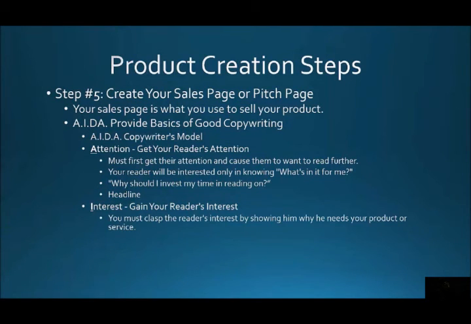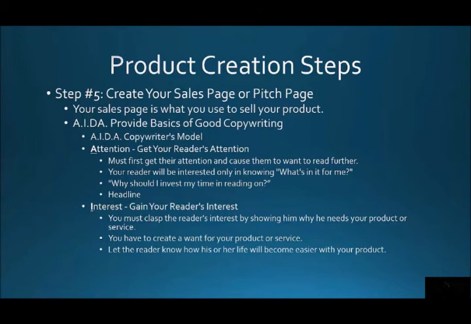Interest. This is where you gain your reader's interest. You must grab the readers' interest, showing them why they need your product or service. You have to create a want for your product or service. They need to want it and desire it. Let the reader know how his or her life will become easier with your product. Make sure you're doing that within your sales copy. How is their life going to be improved by your training course? What is your product going to teach them that's going to help them be better at what they do?